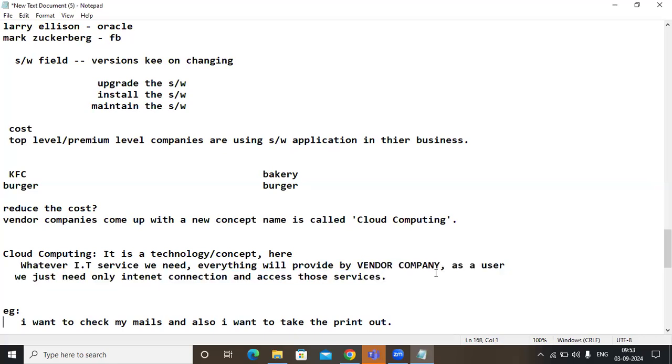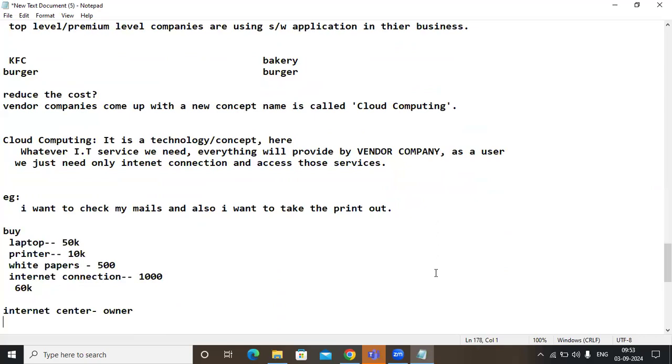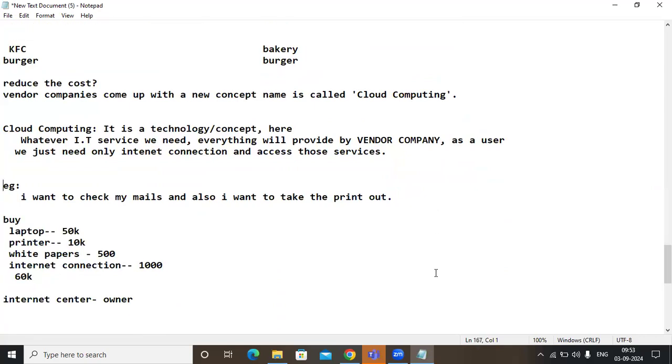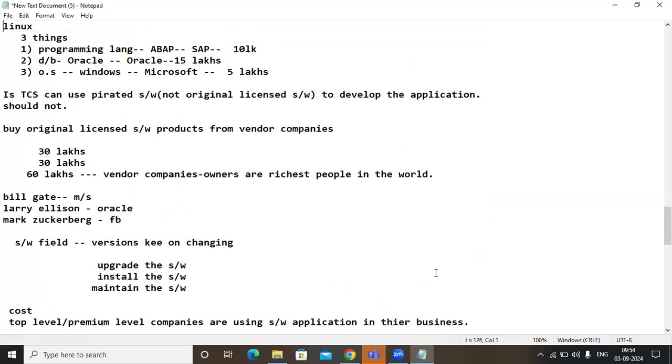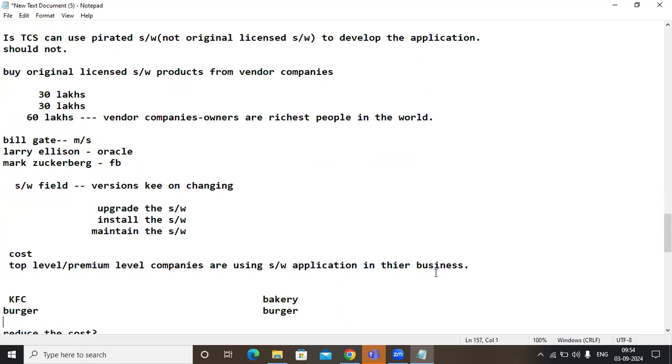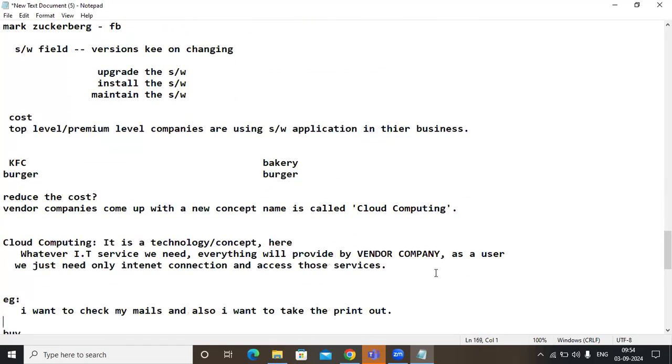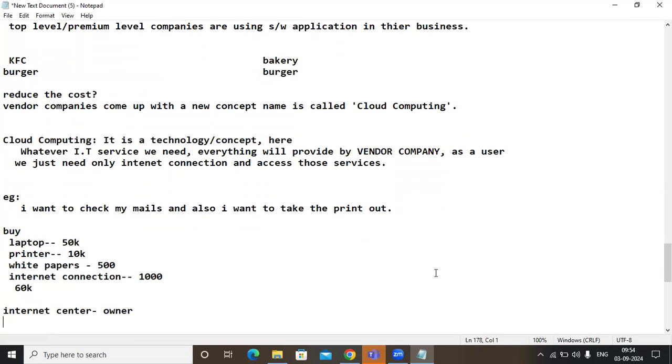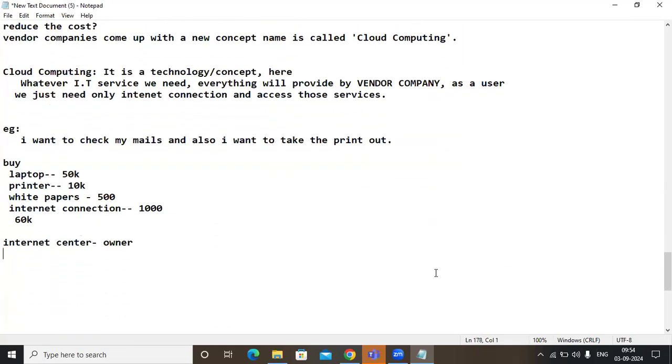Am I clear on this point, everyone? This is the meaning of cloud computing. Clients and development companies no need to buy original licensed software. They no need to keep on upgrading the software, no need to install the software, and no need to maintain the software. All things are taken care of by the vendor company. Understand, everyone? Still, anyone have any doubts? No, it is clear. It was a good example.